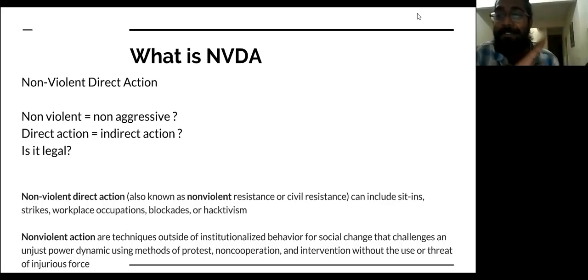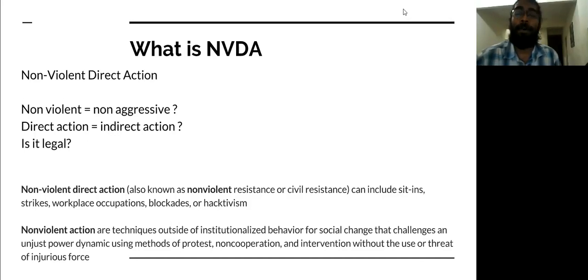Those are direct and indirect in a very different way. Okay? Direct action is where you are taking a direct stand. So these can be things like sit-ins, strikes, things that get news attention, things that get actions done immediately, things that happen now. Okay? I'll show you some pictures of different actions at the end.